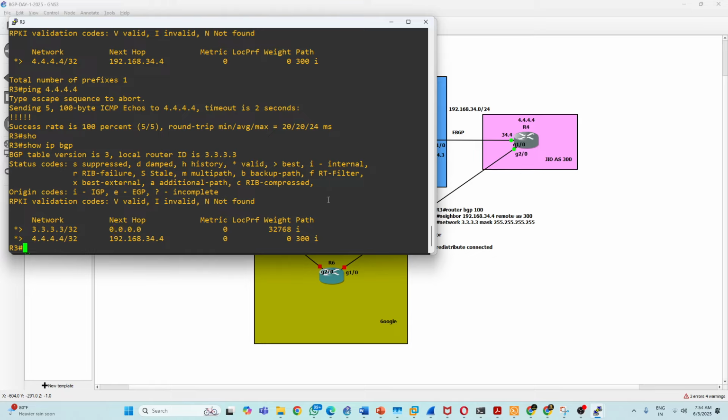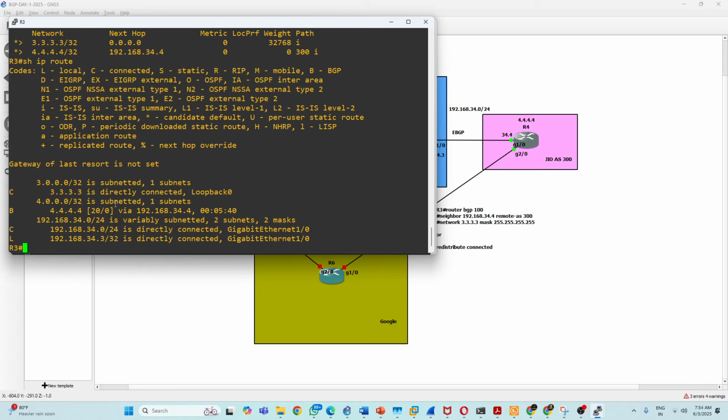Now, if you check show IP route, what is the administrative distance for EBGP? It's 20. Is it clear, everyone? See, for this 4.4.4.4, B is called BGP, and the BGP route is 20. What is the administrative distance of OSPF? 110. EIGRP? 90. Now, what is the administrative distance of BGP? It's 20. So these are the basic EBGP configuration, advertisements, and commands.